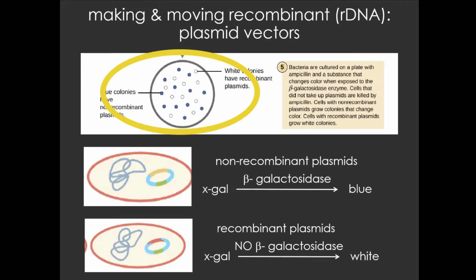What you want is a cell that has opened up its plasmid, taken up the gene of interest, and disrupted the beta-galactosidase gene so that it cannot make the beta-galactosidase enzyme and cannot change the color. So the white colonies are those that we can select for, based on this phenotype, that have the gene of interest, as evidenced by the fact that they cannot convert the XGAL to a colored product.